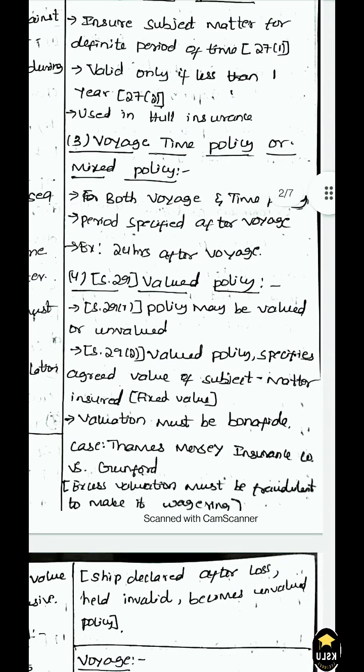The next is, under Section 29, the valued policy. A policy may be valued or unvalued. A valued policy specifies the agreed value of the subject matter insured. So here the value of the policy is determined; that is, the insurer defines how much value he is willing to pay for the losses. The amount is specified for the subject matter insured.